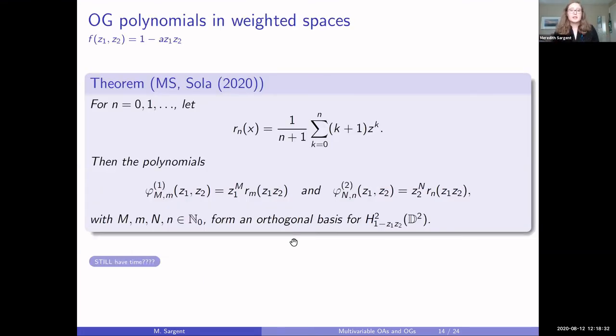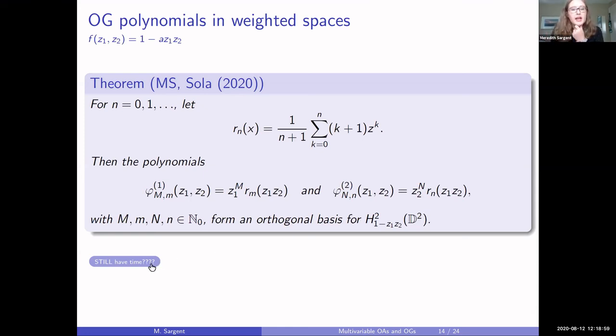So if we take this, we can see, okay, here are some polynomials. They're very nice. They're the orthogonal polynomials for 1 minus z. And then it turns out that you can form an orthogonal basis for 1 minus z1, z2 just by, again, scrooching up or down as necessary. And you'll be able to recreate it that way, which I think is pretty cool.